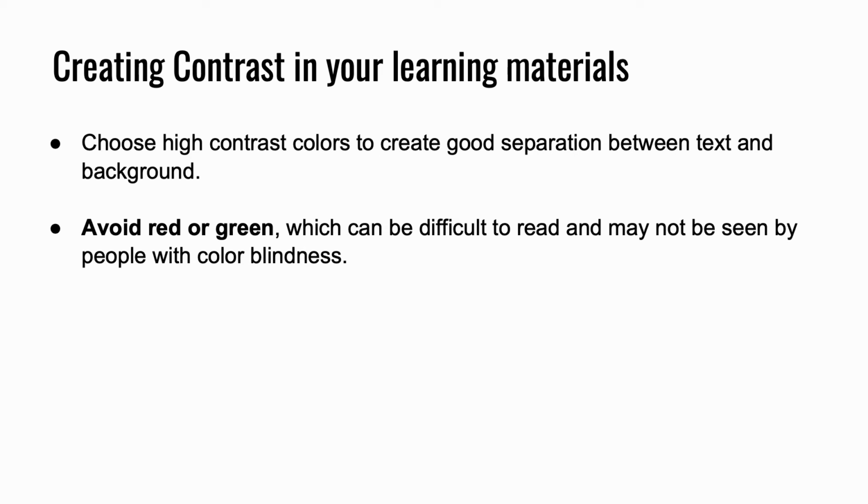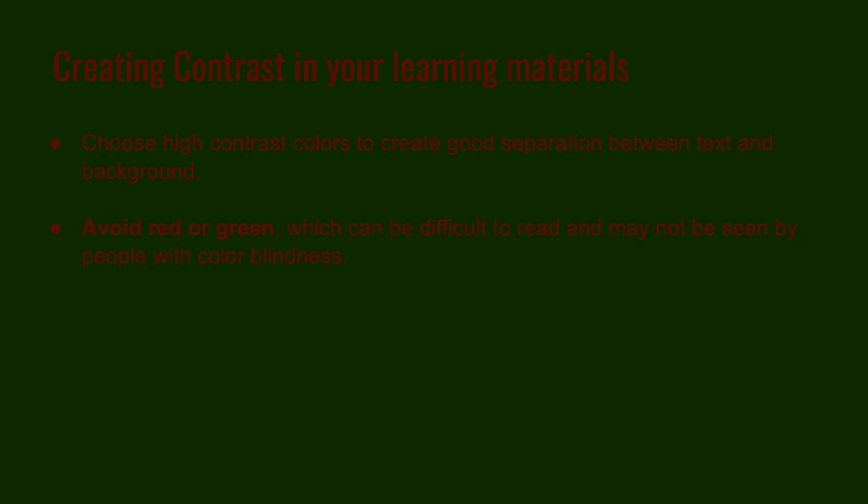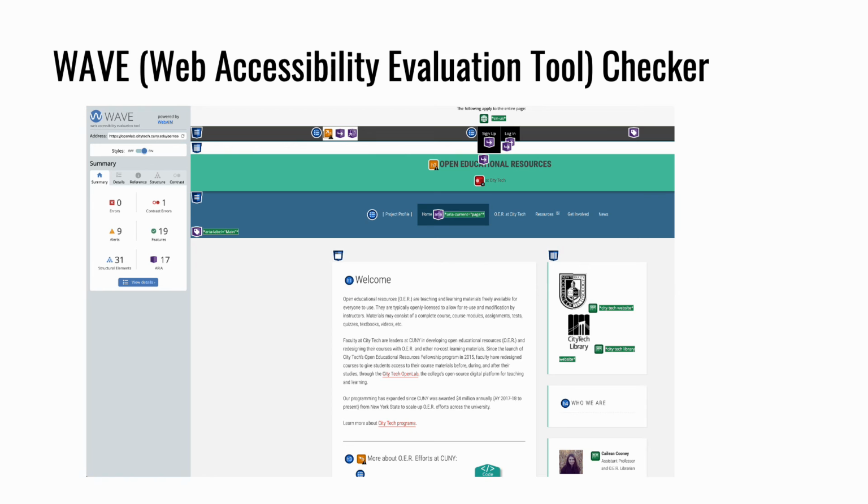If you choose to use color in your course site, slideshow, or syllabus, choose high contrast colors to create good separation between text and background. Avoid red or green, which can be difficult to read and may not be seen by people with color blindness. Choosing low contrast color combinations, such as in this slide, or this one, can make content illegible for sighted users, as well as those with visual impairments.